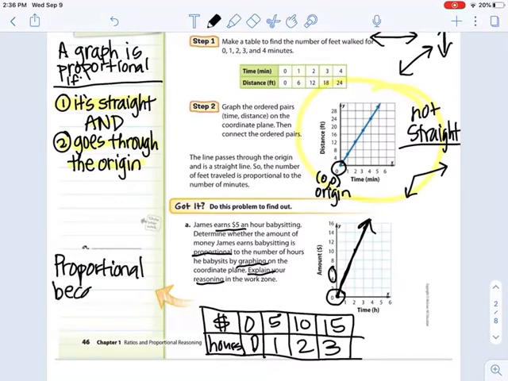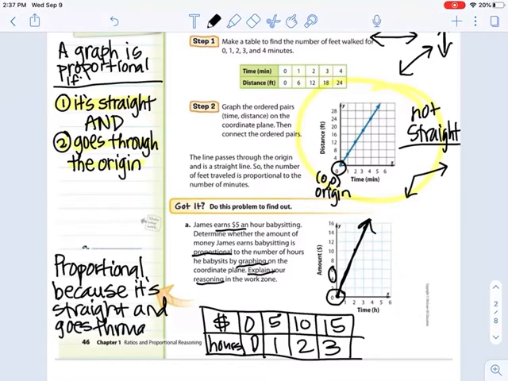because it's straight and goes through the origin. Okay, so when it's asking us to explain our reasoning, we're explaining the reason why. What's our proof? And our proof is that it's straight and it goes through the origin.